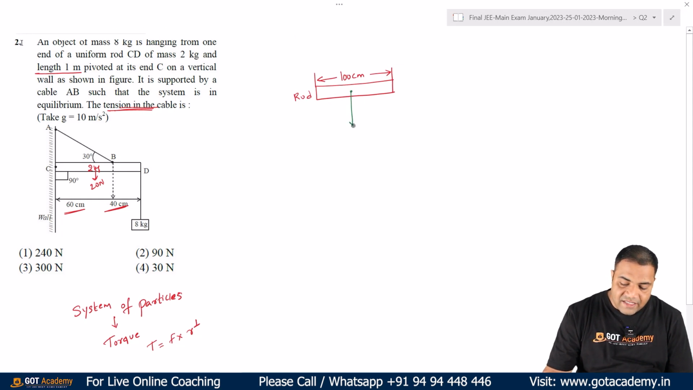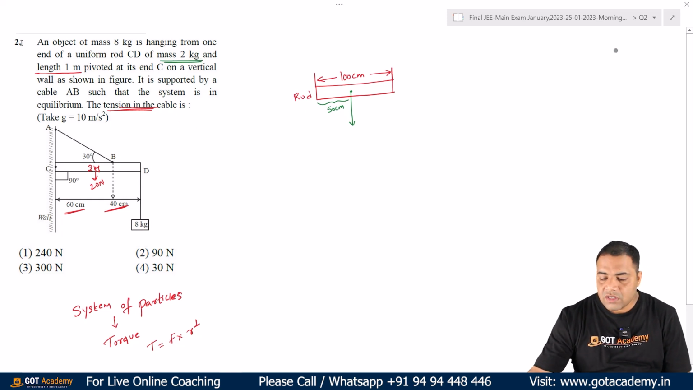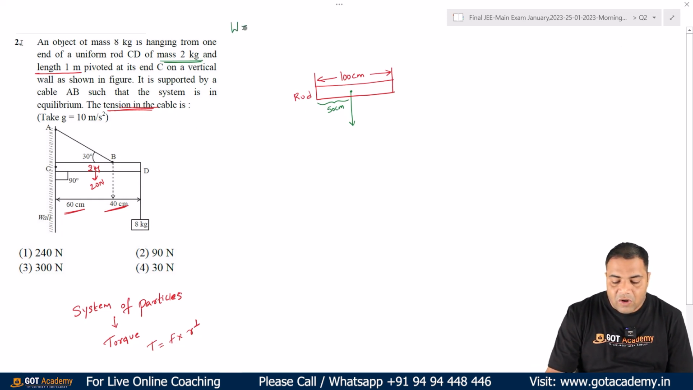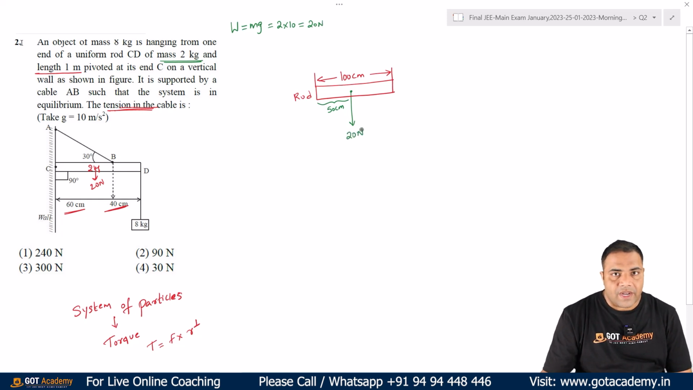So the weight acts at the center. What is the distance from here to here? It is 50 centimeters. Now what is the weight? It's saying that the mass is 2 kg. Mass is different from weight, no? You know that weight W equals M into G, where M is given as 2 and G you know as 10. So 20 Newton. Now the weight of the rod is 20 Newton. So step 1 is completed, right?